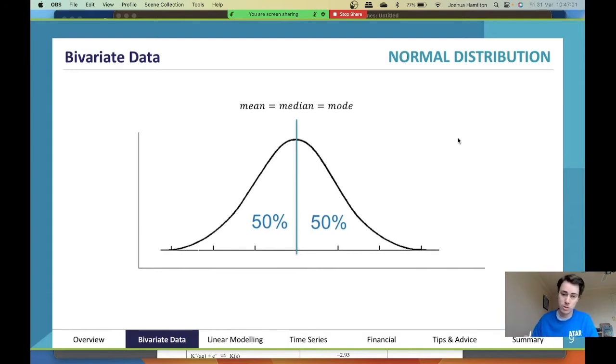When you have normal distribution, these are all the same. This is the middle for median. This will be the average for mean, and this will be the most common because it's the highest up here for the mode.